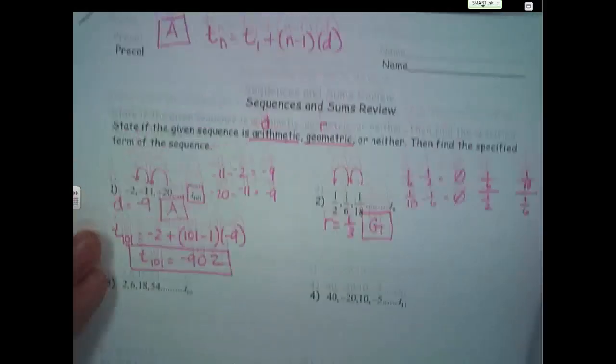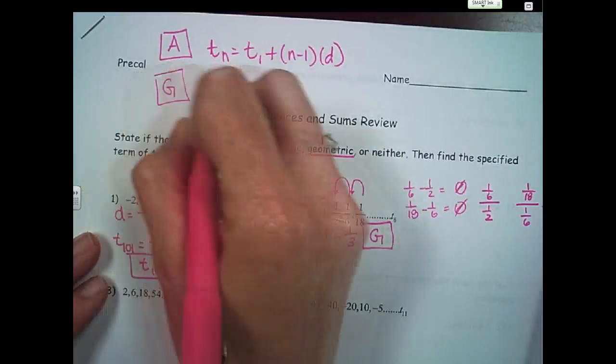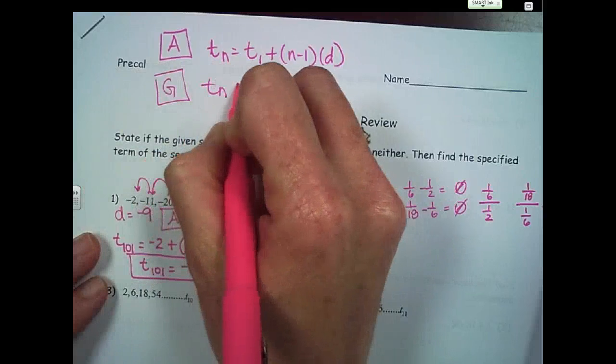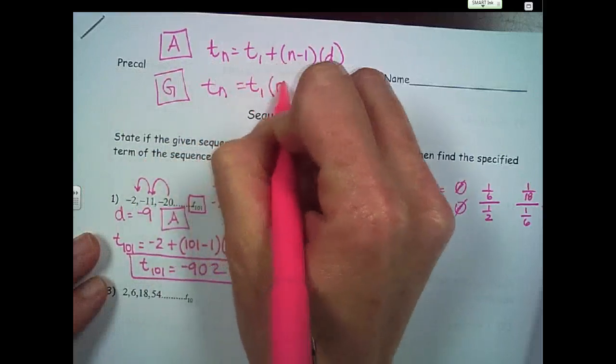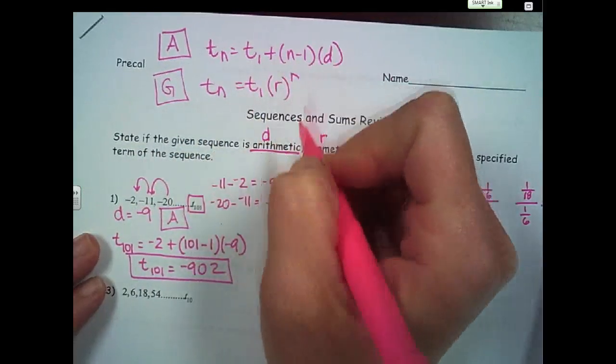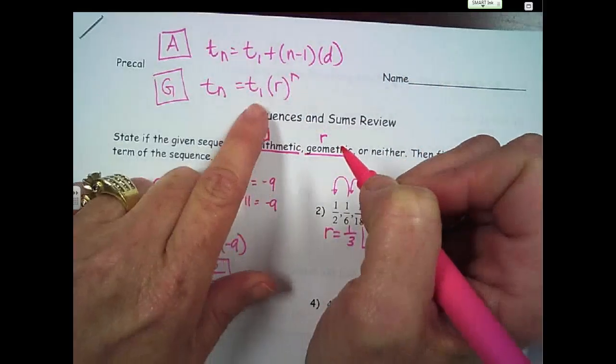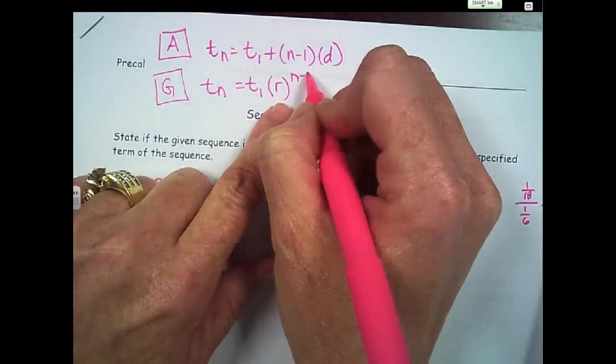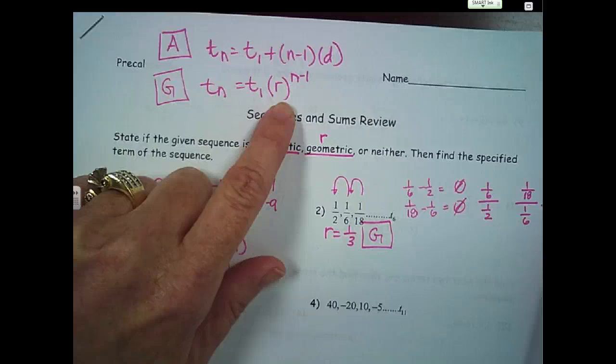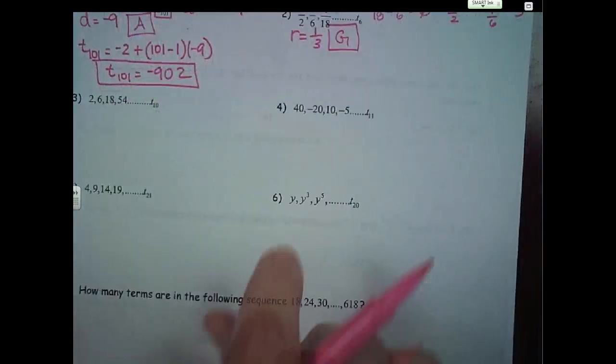Okay, remember the formula for geometric is T sub n equals T sub 1 times r to the n. Sorry, that was the board that fell. So T sub 1 times r to the n minus 1 power. So that's your formula. So you're going to use that formula.